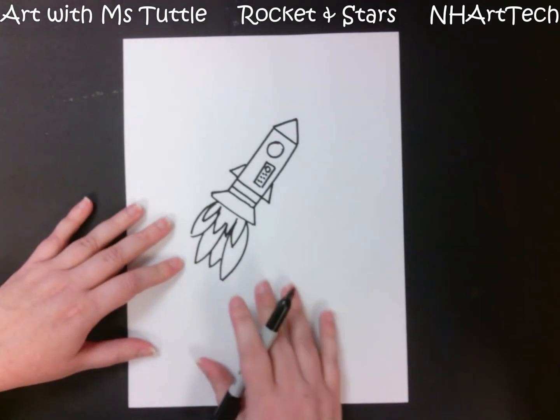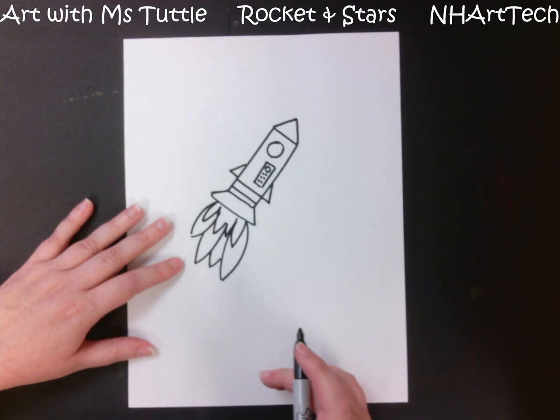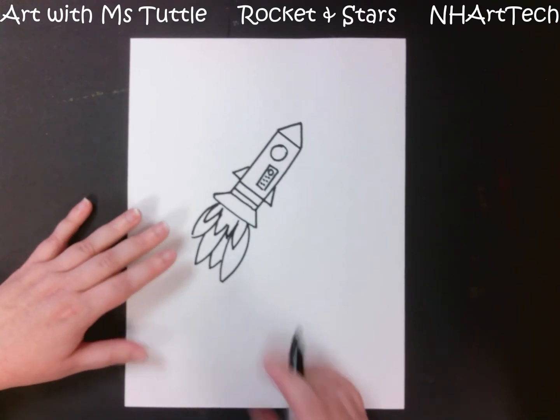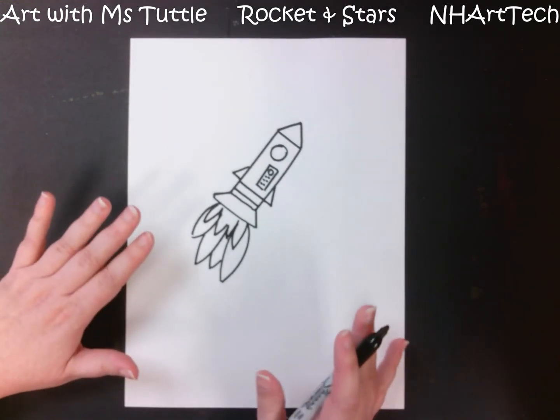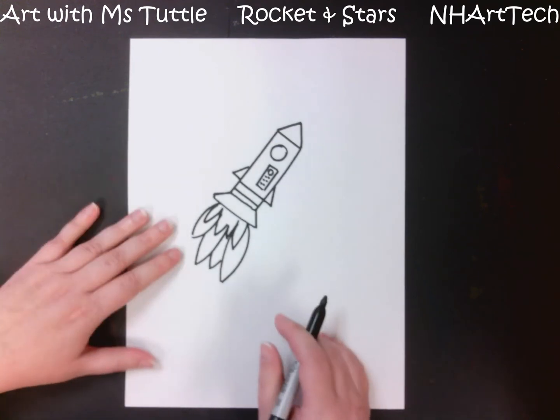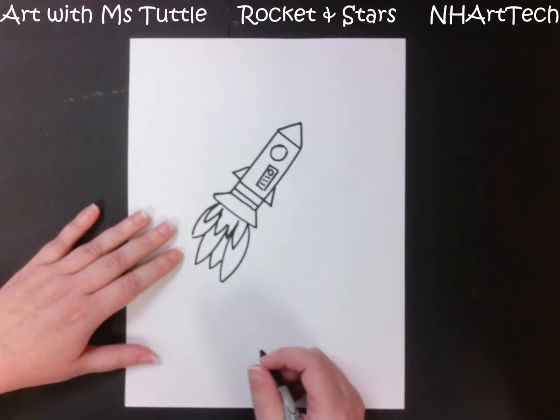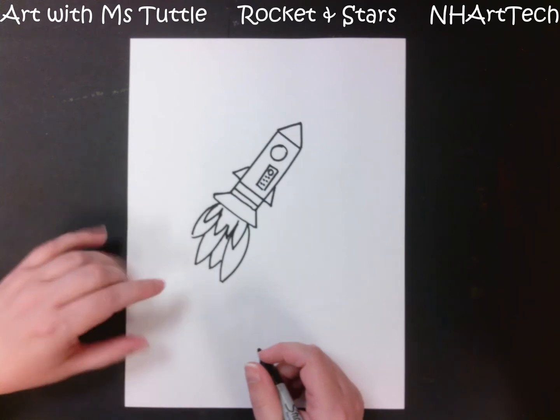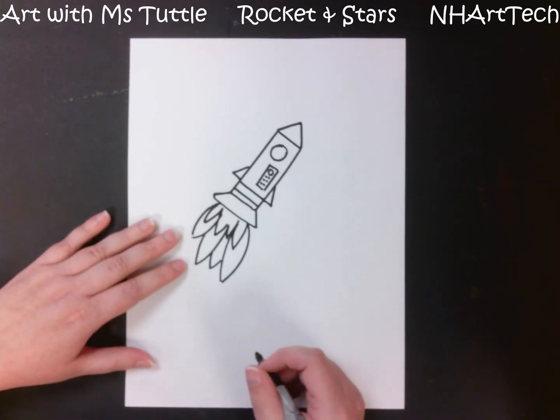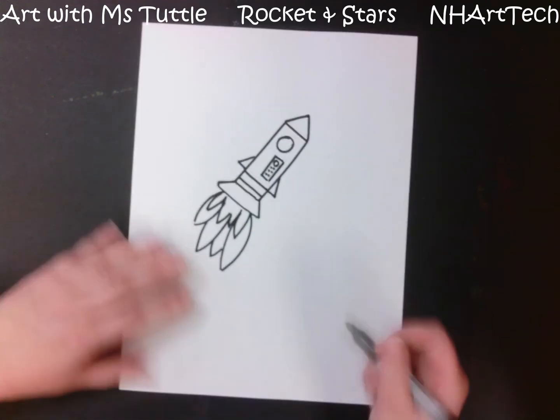Next, to show that it's space, we are going to add some stars, and I love drawing stars, and I love teaching how to draw stars because once you get the hang of it, it is super easy. So you know how to write an uppercase A. So we're going to watch carefully.